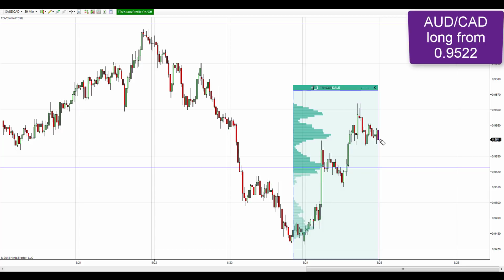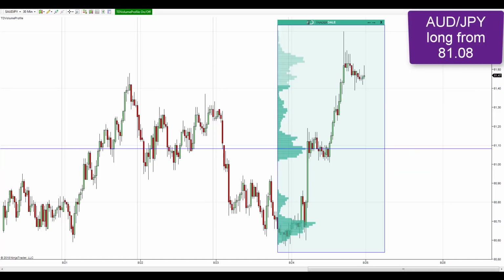So when the price makes it back to this area again, I think that those buyers will be defending their positions and they'll push the price upwards again. So this is definitely a strong level to go long from. Let's now have a look at the Australian dollar Japanese yen.